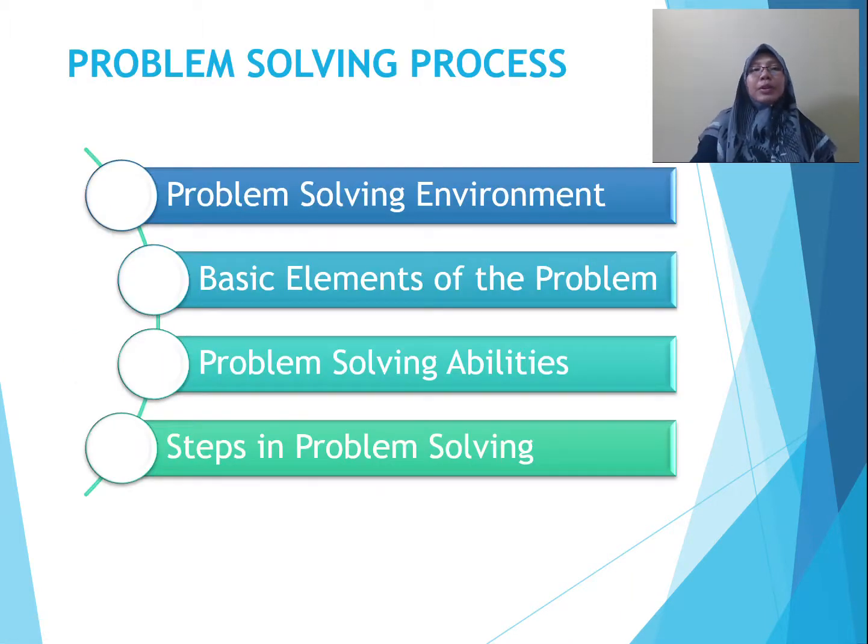In the problem solving process, we are going to learn about the first one, the problem solving environment. The second one, what are the basic elements of the problem? And the third one is the problem solving abilities, and lastly is steps in problem solving. So for this chapter 4 part 2, we are going to learn about the problem solving environment, the basic elements of the problem, and lastly the problem solving abilities. And we are going to learn about the steps in problem solving in chapter 4 part 3.